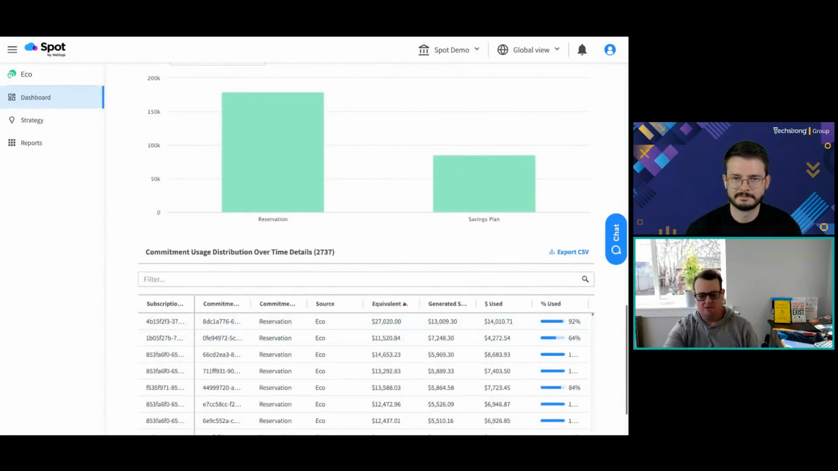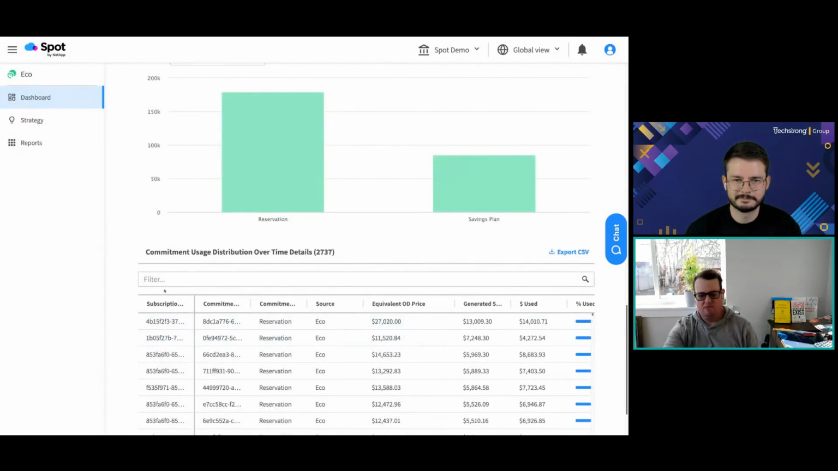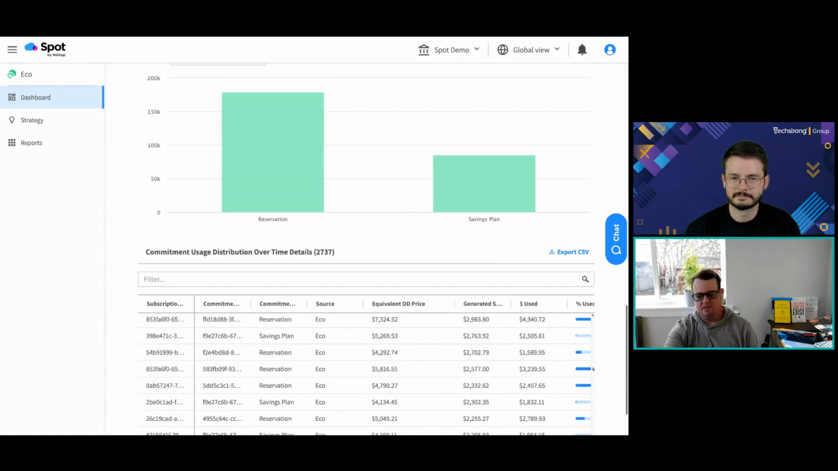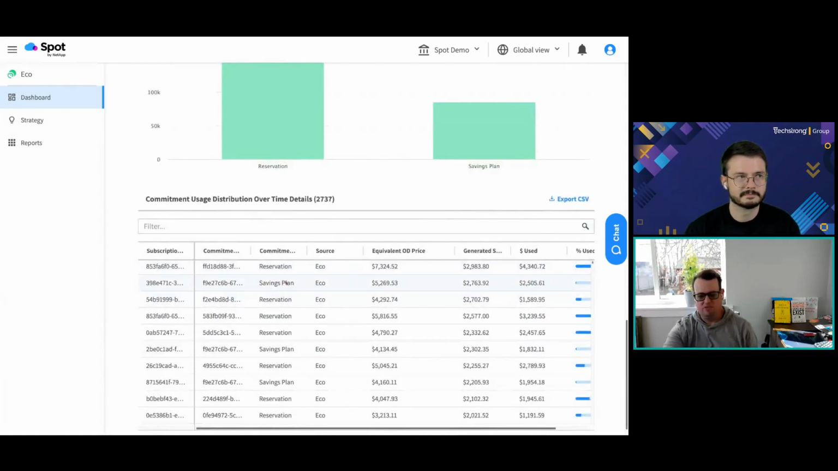And I can see over here what it would cost me to run this reservation on demand, what I've saved, and how much I've used at the individual reservations level. Same here with the savings plan. I can see what it would cost me to run that savings plan on demand, what it generated, and how much I've used.